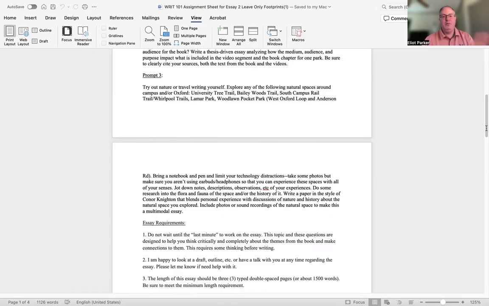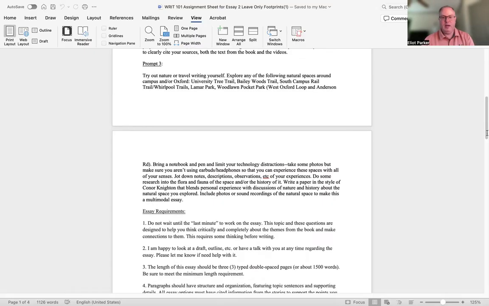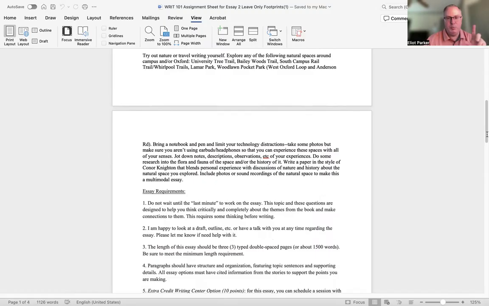But anyway, go and visit one of those parks. And what I've asked you to do is to take a notebook with you and put your cell phone away, limit your technology distractions, no earbuds in your ears, nothing like that. Just go with something to write with and something to write on. And you can even take some photos if you want with this, but jot down some notes. Jot down any descriptions, observations, etc.